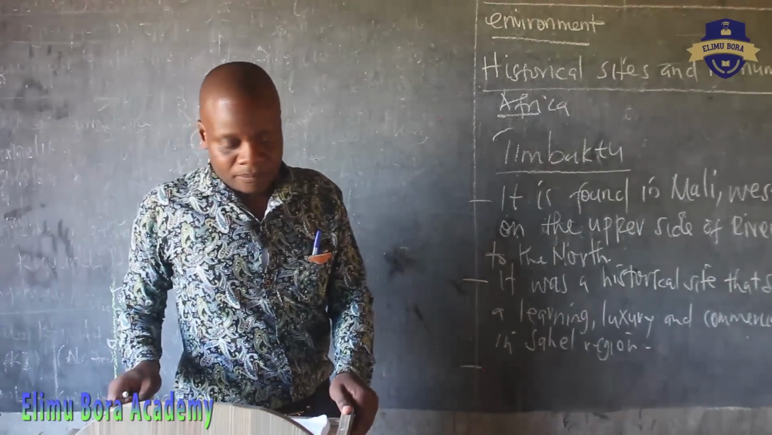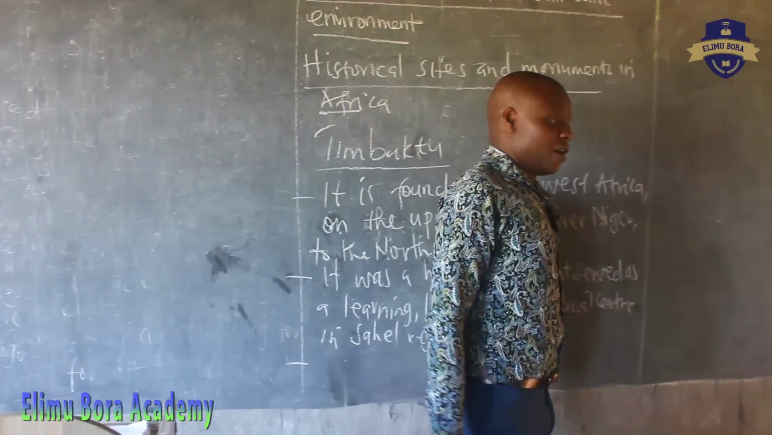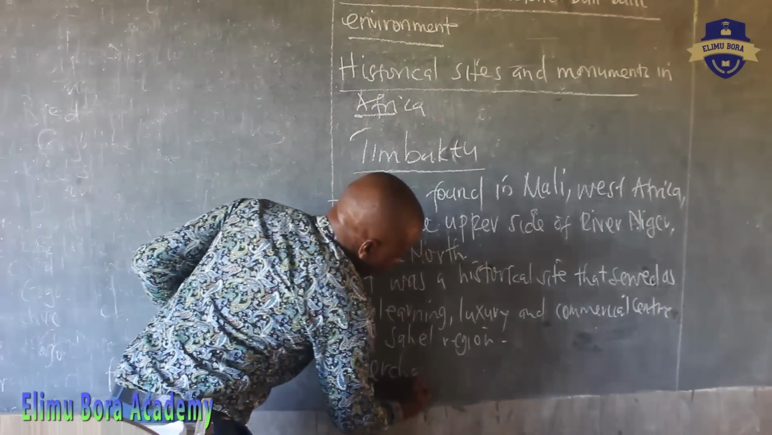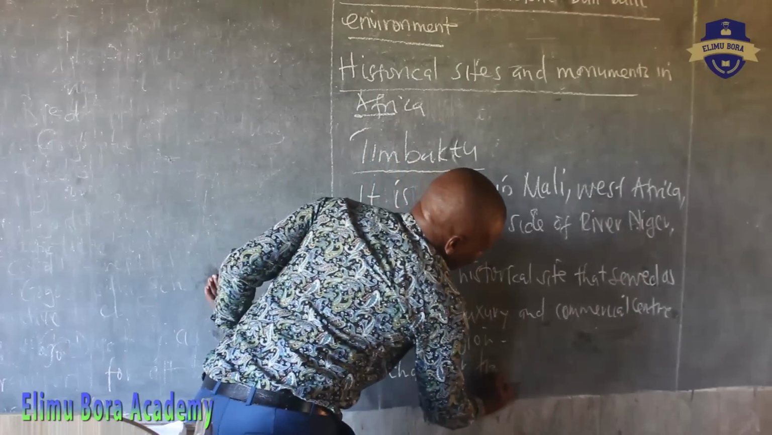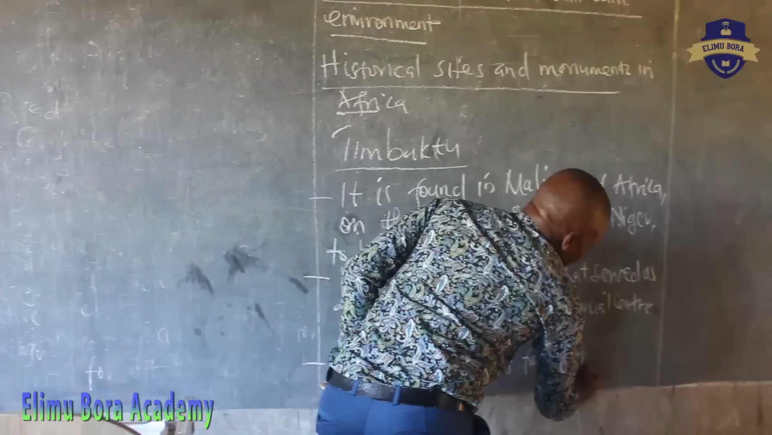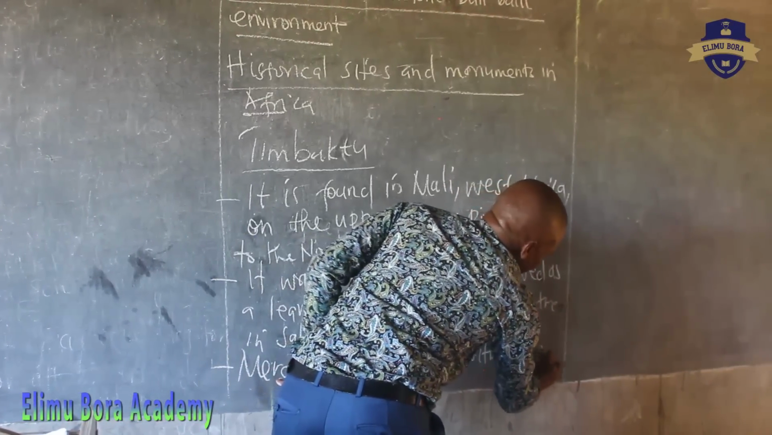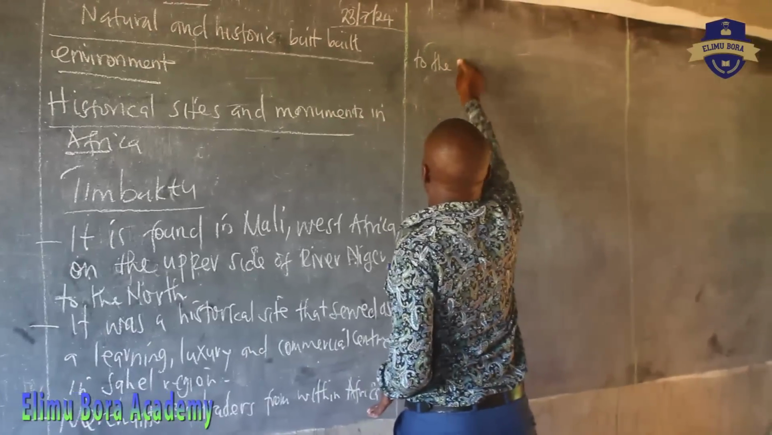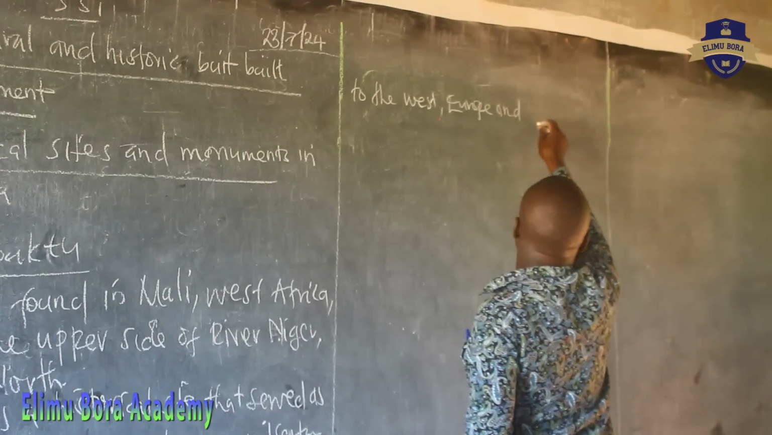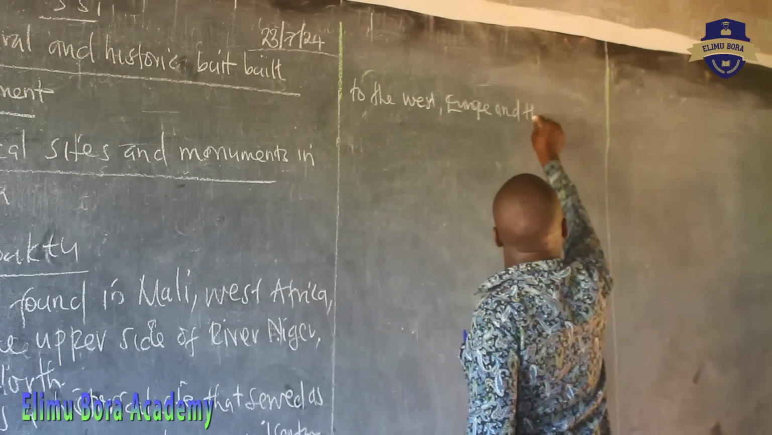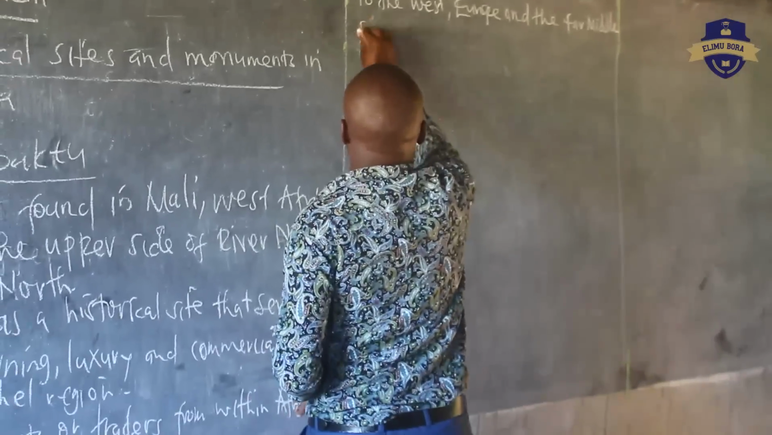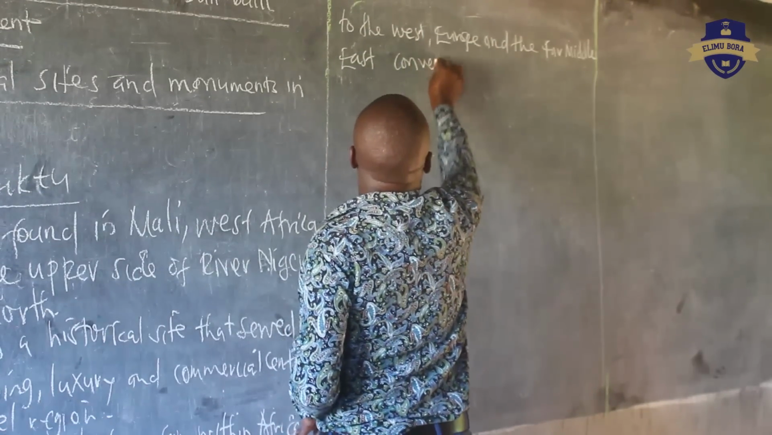Apart from that, when you talk of commercial center, I believe everyone knows this. It means trading center. So you say merchants or traders from within Africa, of course the West, Europe, and the Far Middle East converge.